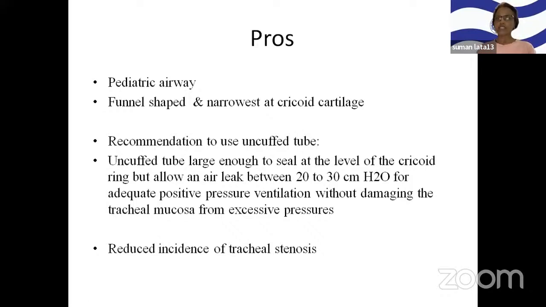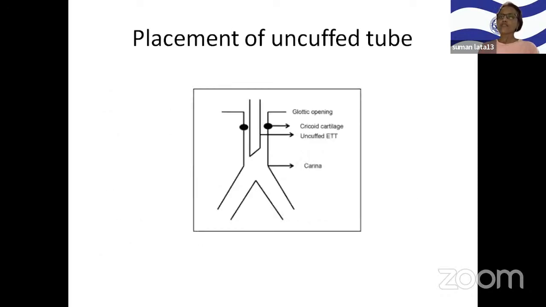So as always, it has been told that the pediatric airway is funnel shaped and the narrowest part is the cricoid cartilage. This was the recommendation which we always had in mind. Unless new investigations came into play, the recommendation was to use an uncuffed tube large enough to seal at the level of the cricoid ring, but allowing an air leak between 20 to 30 centimeters of water for adequate positive pressure ventilation without damaging the tracheal mucosa from excessive pressure, and reducing the incidence of tracheal stenosis. So if you place an uncuffed tube, you see in this diagram that the uncuffed tube just crosses the narrowest part of the cricoid cartilage and sits there.